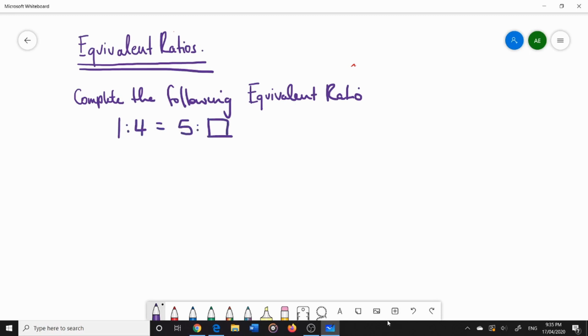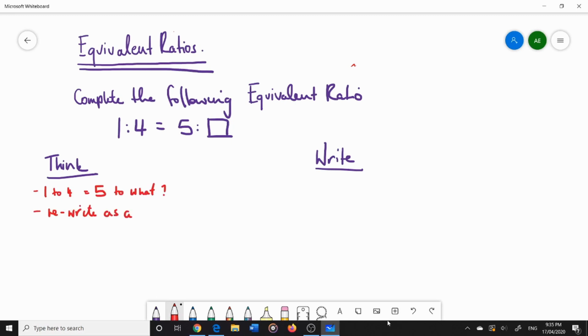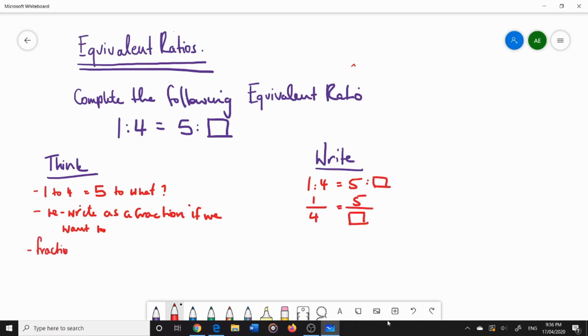The first example is 1:4 is equal to 5 is to what? So when we do these, we think 1 to 4 equals 5 to what? The easiest way is to actually rewrite these as a fraction because remember, ratios can be written as fractions, which means they can be solved like fractions. And we can apply fraction rules. Makes it a little bit easier. But anyways, let's keep rolling through.